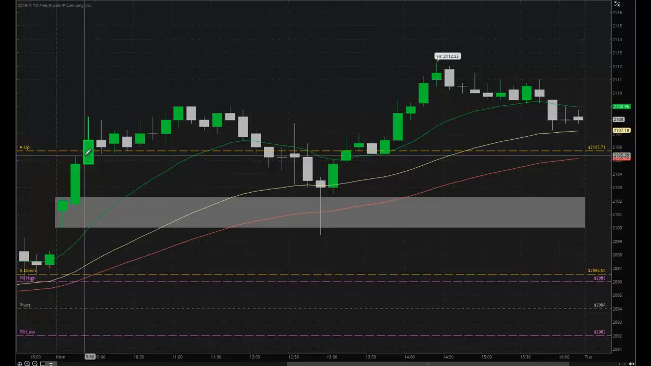Now this A up was not necessarily the best A up to fade. I didn't fade it because I was already in a long trade off of that overnight pivot range. But the A up was not that good of an A to fade, and the reason is because of what happened on Friday. Friday, we had a very bearish morning, but it turned out to be a very bullish afternoon, giving us a +4 for the day. If you remember, we started the day at a +9, and we ended up the day with +13.